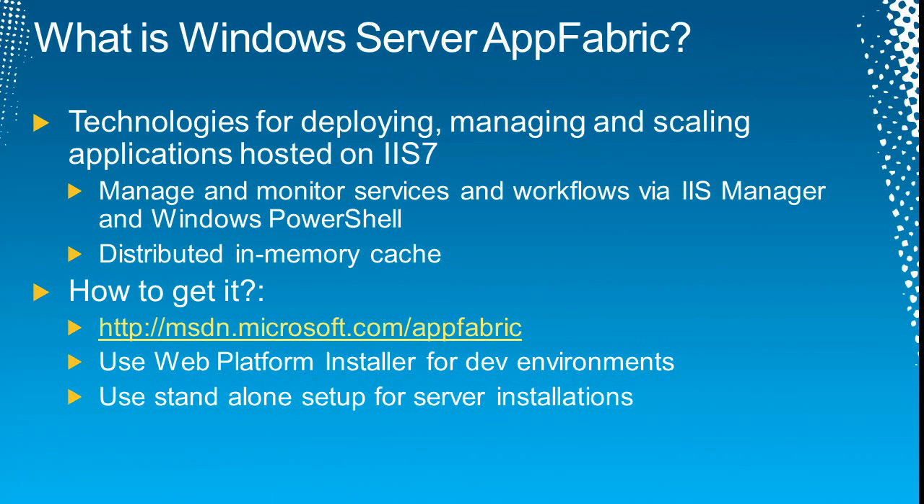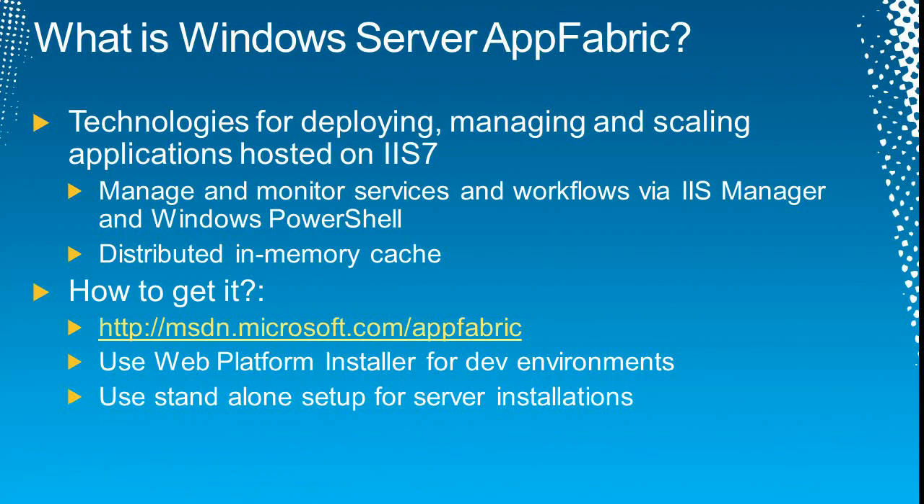Windows Server App Fabric enables you to deploy, to inspect, to monitor, to troubleshoot, and to configure your services and workflows using IIS Manager and Windows PowerShell. It also includes in-memory distributed cache, which you can use to make efficient use of memory in a reliable way.